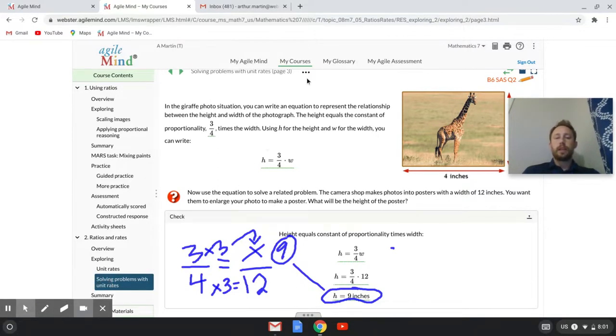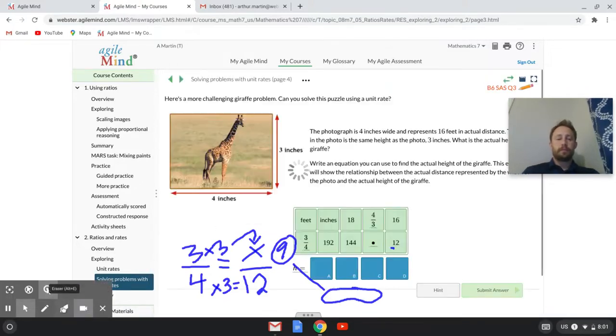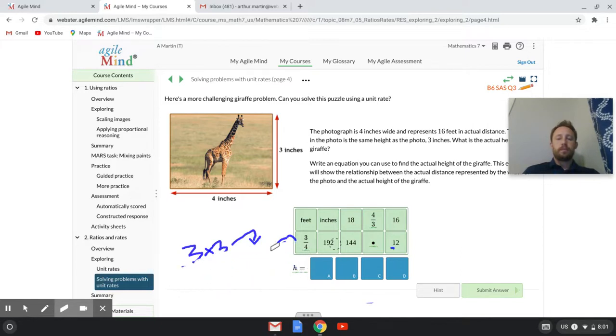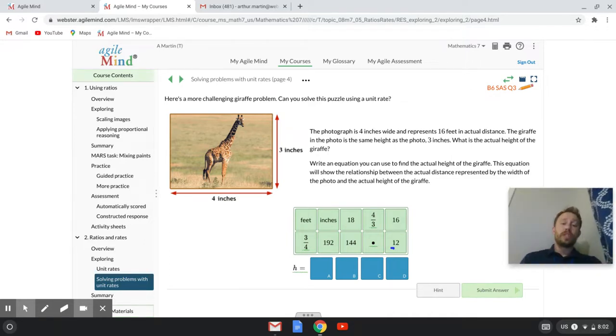Okay, let's take a look at page 4. All right, looking at page 4. It says here's a more challenging giraffe problem. So they didn't think we were working hard enough. So now we're going to try to work a little harder and see if we can still get this right.